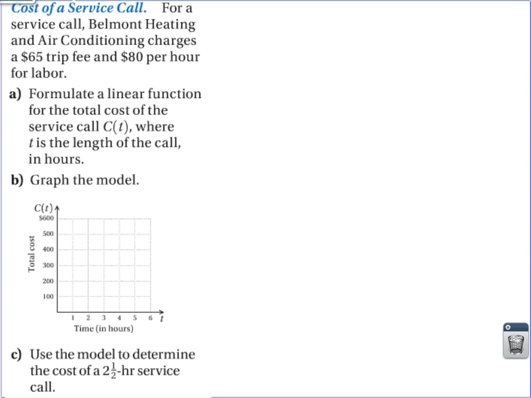And what I mean by that is, it says that $65 trip fee and $80 per hour labor. So you're going to have to pay $65 regardless of how many hours. When they come out, when they make the trip, it's going to cost you $65. While they're there, you're going to pay $80 for each hour. So let's look at this. If they're there for, let's just say 2 hours, you're going to pay the $65 trip fee, plus you're going to pay $80 twice because they were there for 2 hours, which would be a total of $225.